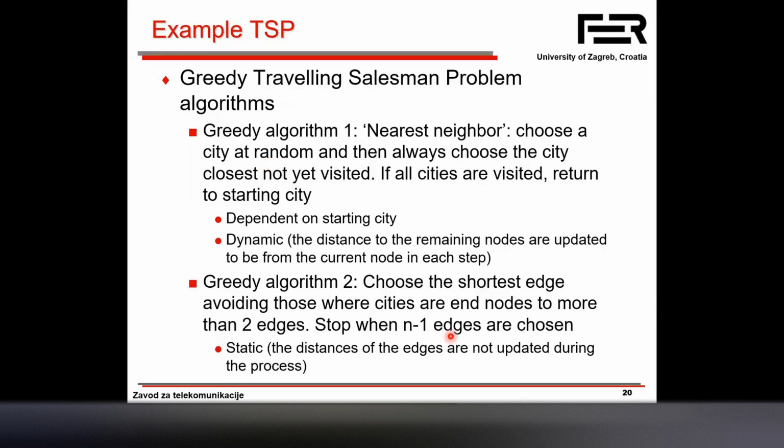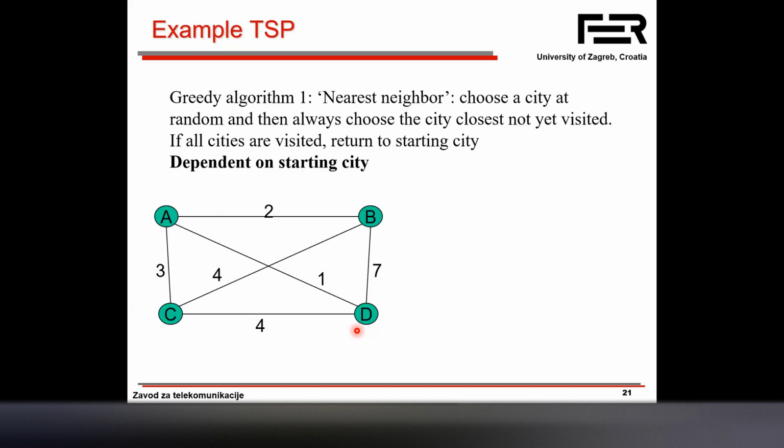Another one would be to choose the shortest edge, avoiding those where cities are connected to more than 2 edges. Okay, let me just briefly show these 2 examples, and then we'll take a break.